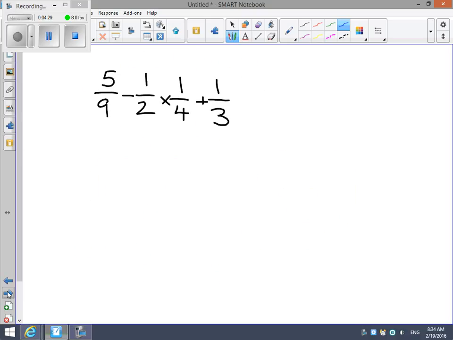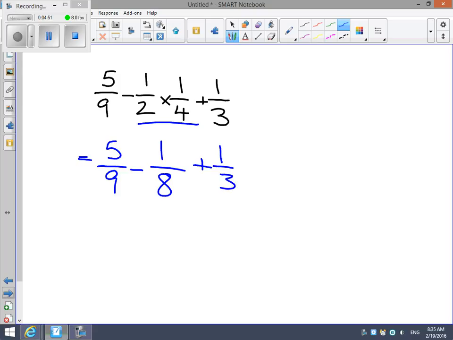Here's a question, no brackets in this one, that's interesting, but it's okay. Looking at order of operations, I know I have to multiply first, so I will be doing that. Keeping my work neat, 5/9. I'm going to subtract whatever this equals: multiply the numerators, 1 times 1 is 1, and multiply the denominators, 2 times 4 is 8, and I'm going to add 1/3.